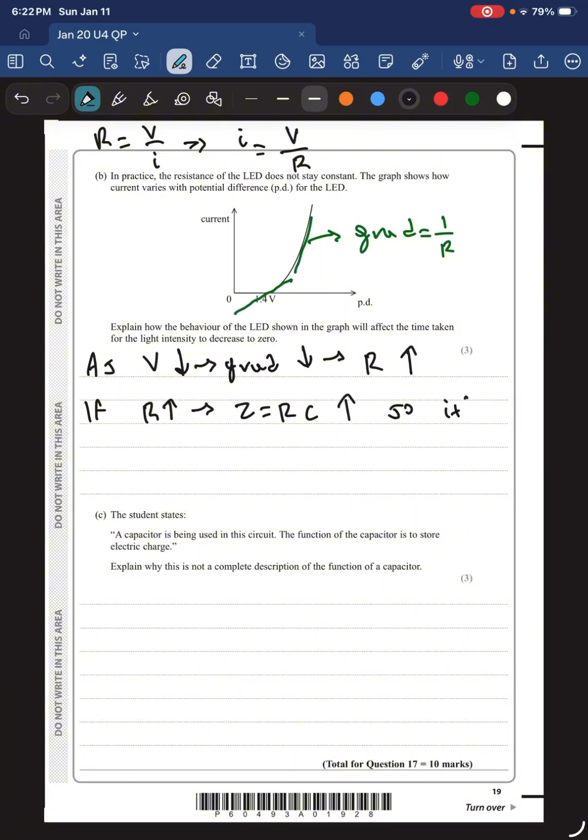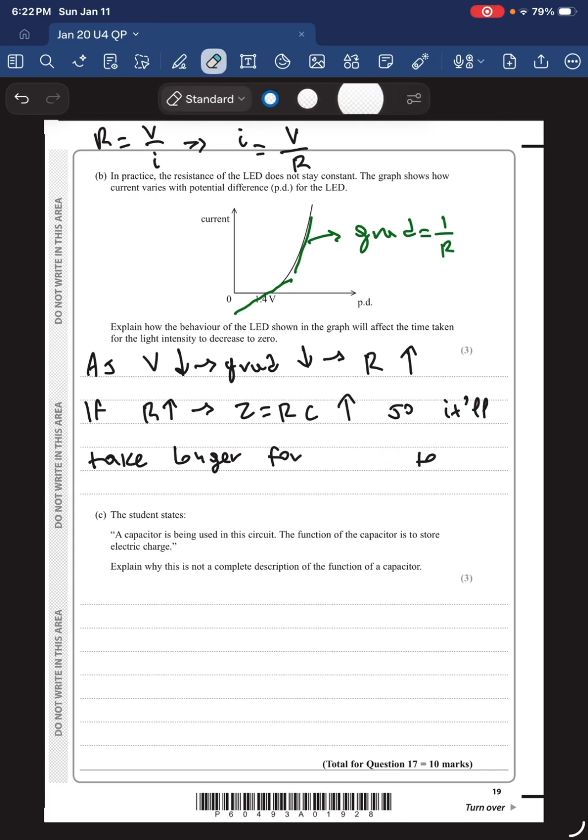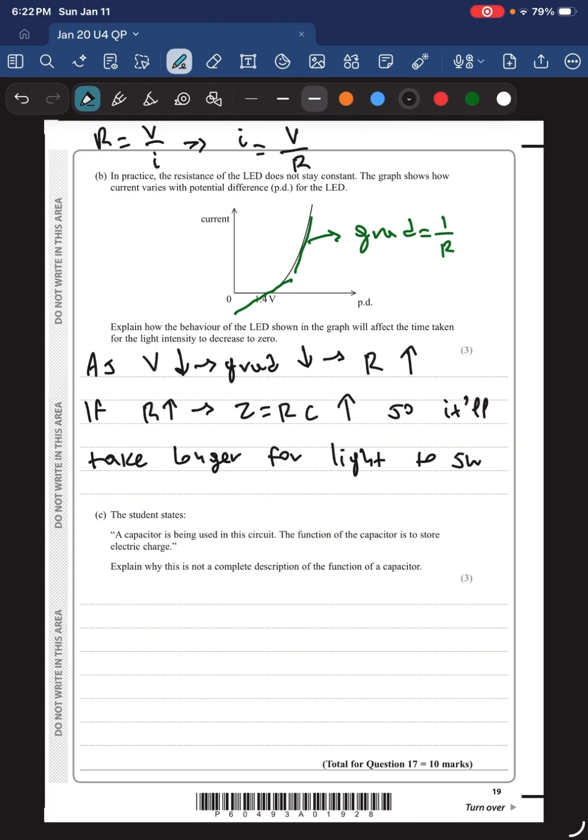So it will take longer for the light to switch off. Okay, and now part C.